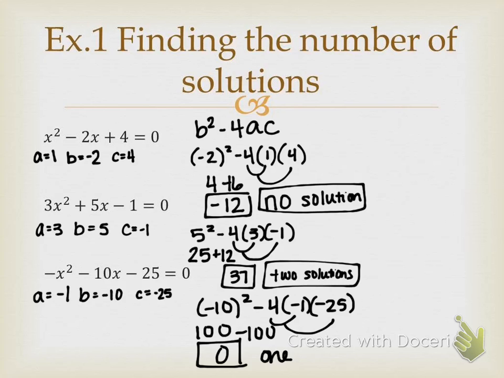Now, don't get confused when you see 0 to think, oh, that means 0 solutions. It does not. It's only 0 solutions when there's a negative number. When you get 0, you actually have 1 solution. All right? So that's how you find the number of solutions. So when I get a positive answer, how many solutions will I have? 2. When I get a negative answer, how many solutions will I have? None. When I get 0, how many solutions will I have? 1. Very good.